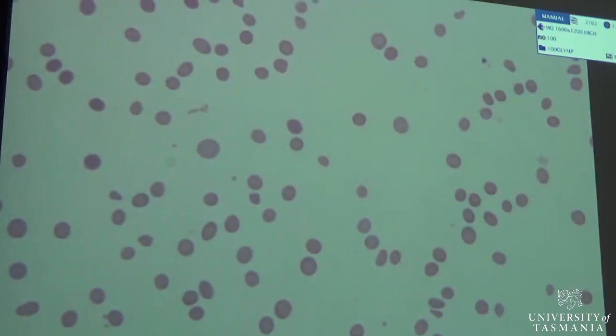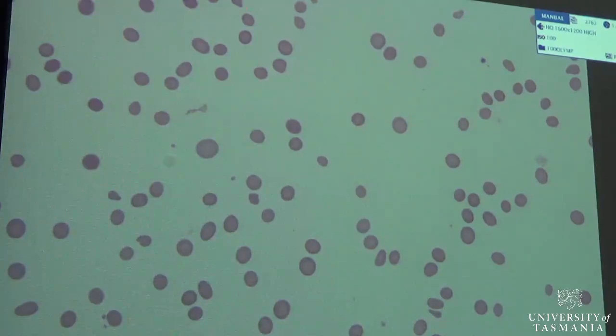The other thing for you to notice is, can you see it there? There's a little bit there. So in these oval cells, how they've got this little pointy end on them, that's what we call teardrop, and this one here. So that's dacryocytes or teardrop poikilocytosis, and that's very common in this sort of a condition.